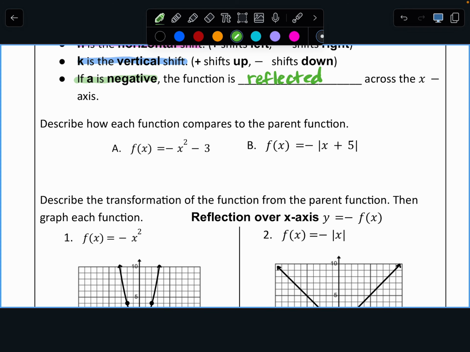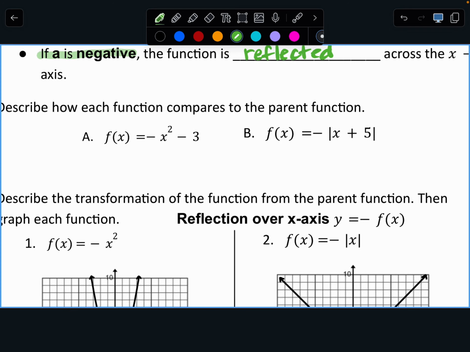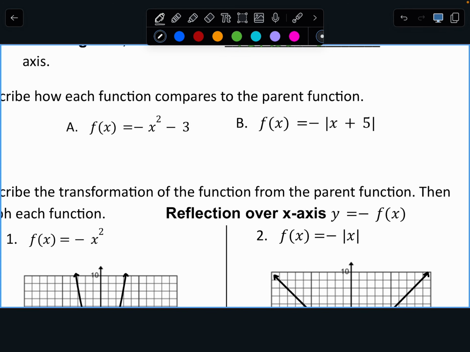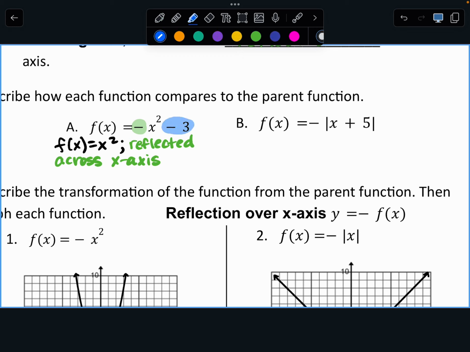So let's describe how each of these functions compares to the parent function. So a is a quadratic function. The parent function would be f of x equals x squared. Now if we see a negative in front, that means this is reflected across the x-axis. And we have k here, which means that it is shifted 3 units down.